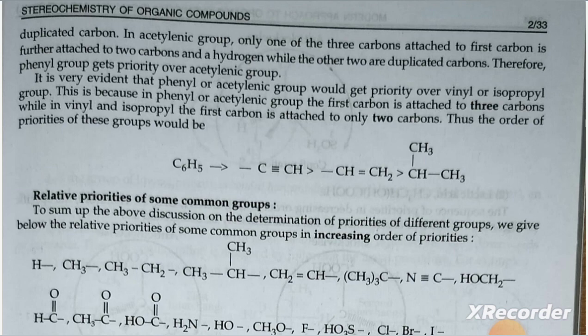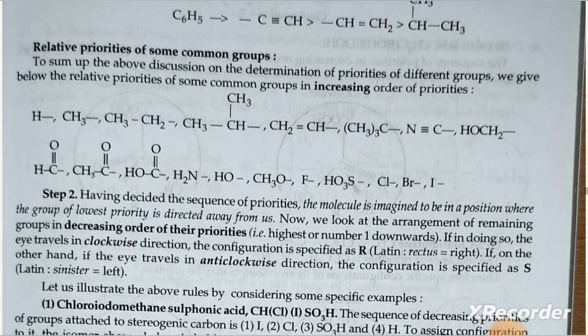Relative priorities of some common groups. To sum up the above discussion on the determination of priorities of different groups, we give below the relative priorities of some common groups in increasing order of priority: hydrogen, CH3, CH3CH2, then propyl, CH2 double bond CH, then (CH3)3C, CN, then OH CH2, then CHO, then CH3C double bond O, then OH C double bond O, then NH2, then OH, then CH3O, then fluorine, then SO3H, then Cl, then Br, then I.